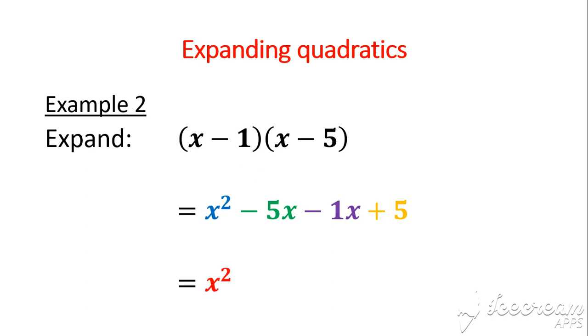Right, now let's simplify. X squared is the only term with x squared. Now be careful with the next bit here. We have minus 5x minus another 1x. So minus 5 take away 1 makes minus 6x. And then we have our plus 5.